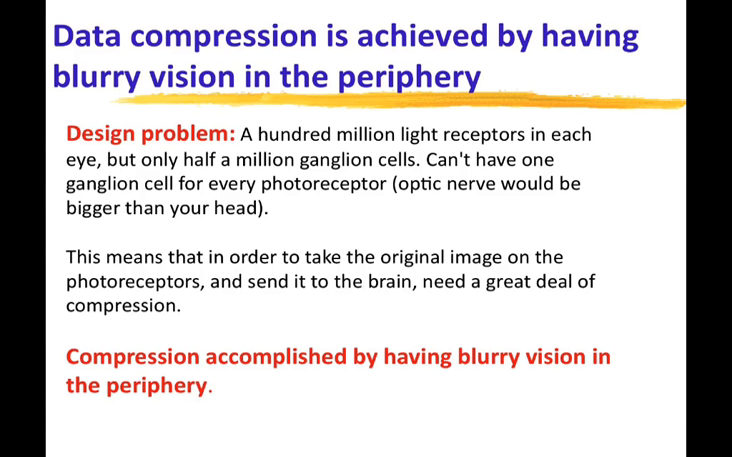Or in other words, what happens in your eye is that only part of your vision is seeing very, very sharp, and that's the central part of your gaze, your foveal vision. But the peripheral vision, your vision in the periphery, is not as sharp as the vision in your fovea. And this is what I mean by compression being accomplished by having blurry vision in the periphery.